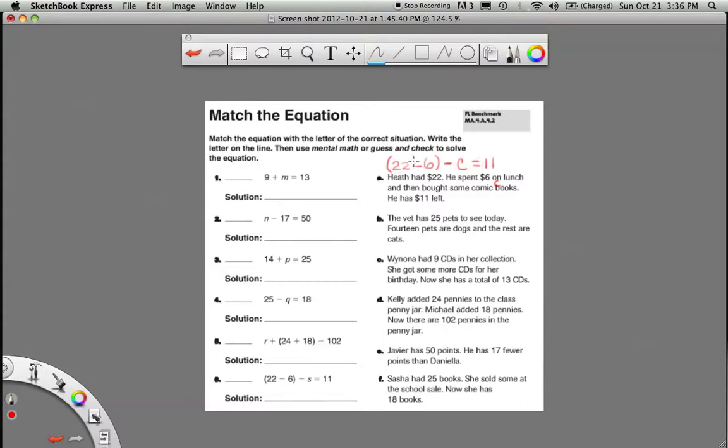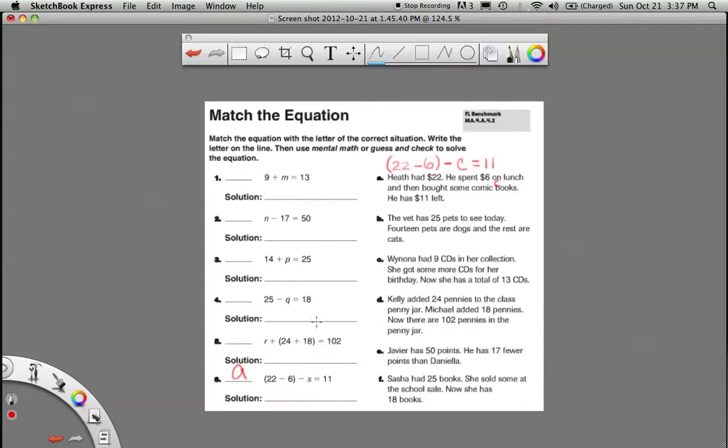So I'm going to look for an equation like this. They may use a different variable than C, but I'm going to look for an equation that the rest is the same over here. I see it right down here, 22 minus 6, and then minus S, they use an S instead of a C, equals 11. So I'm going to write an A here because this matches A.